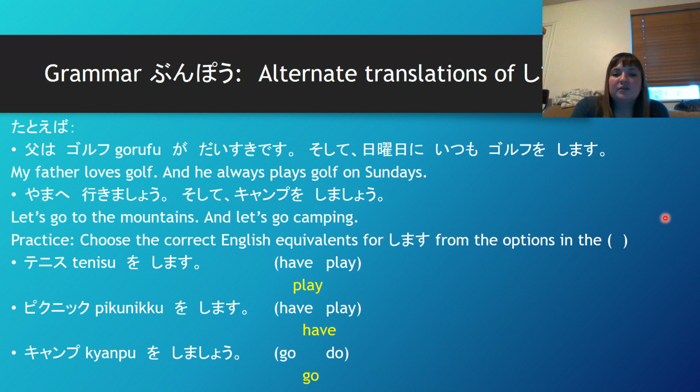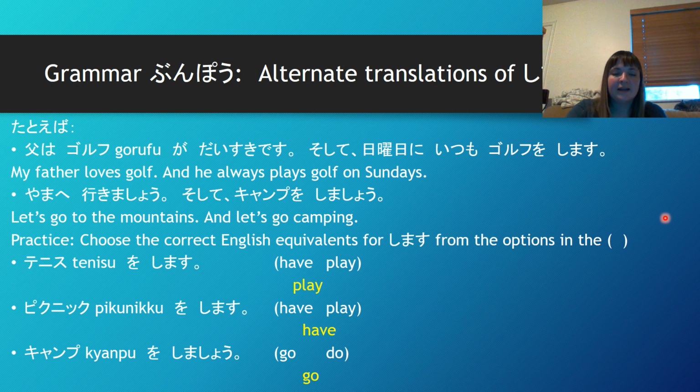So if you feel like you got all of those that make sense to you, I think you get the idea of how this works. Again, to summarize, we're basically just saying that shimasu doesn't always mean to do, especially with the type of things that we're connecting it to. It'll change the meaning to maybe have or play or go.